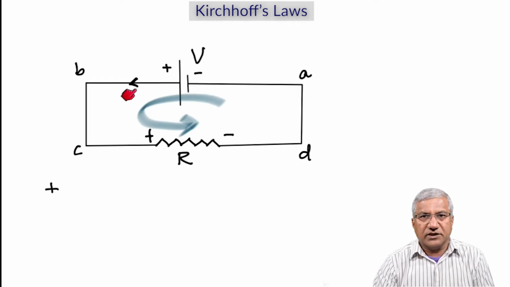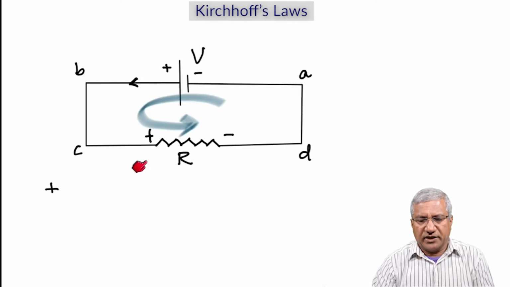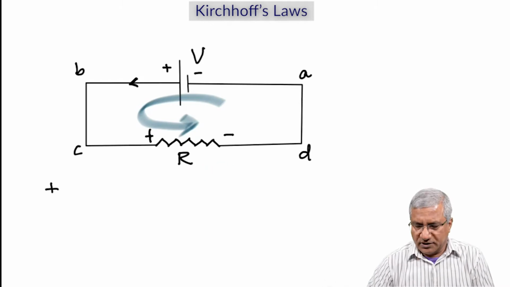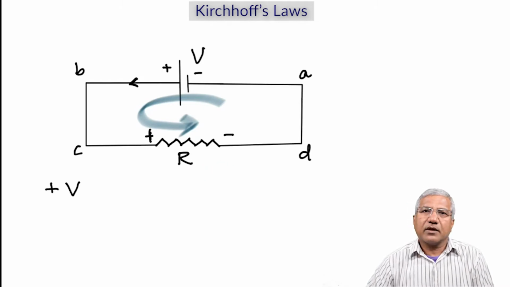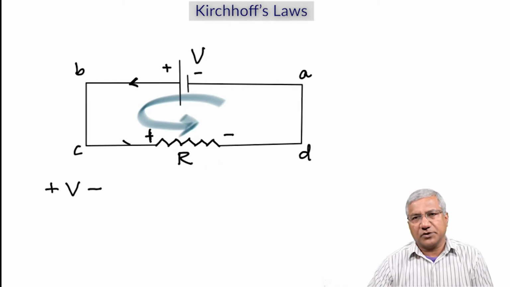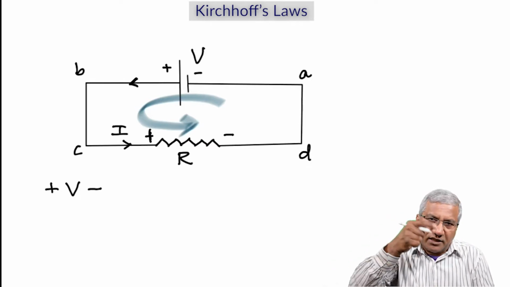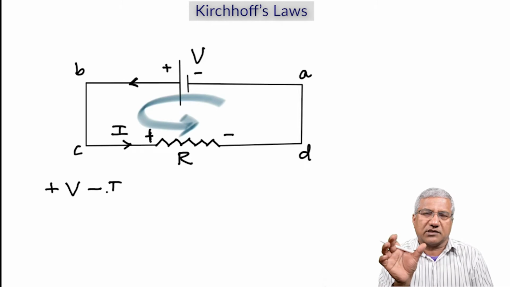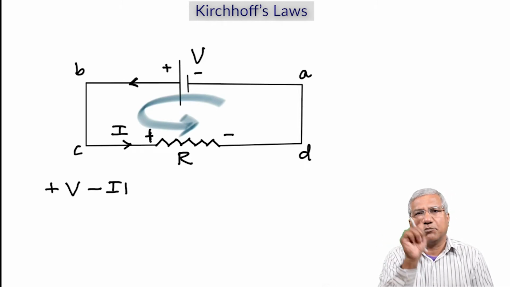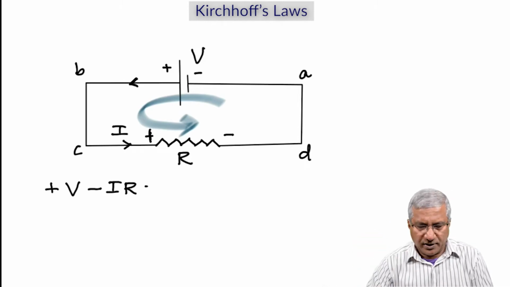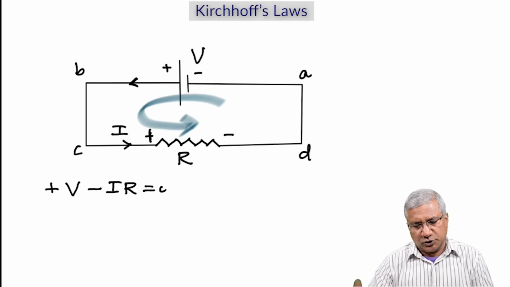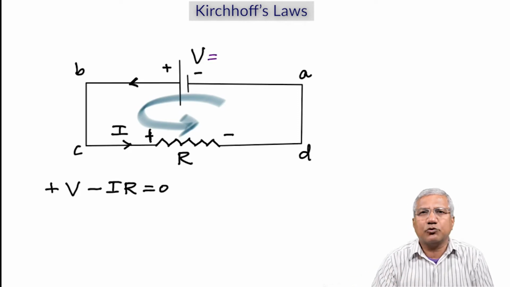So it's going to be positive voltage minus I times R is equal to 0. Positive V, because we're going from negative to positive of the battery, and the negative voltage across the resistance because we're going from the positive to the negative, is equal to 0. That is Kirchhoff's loop rule.